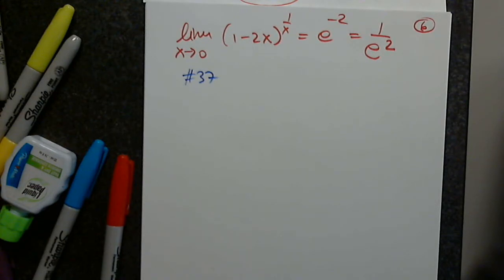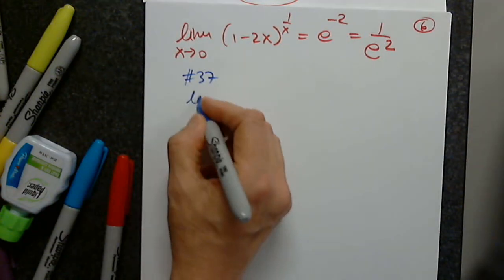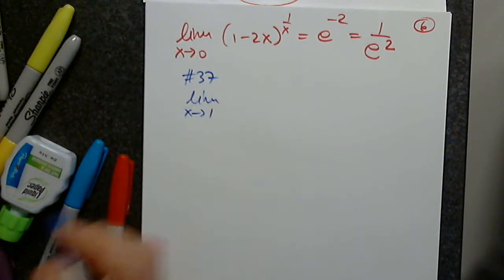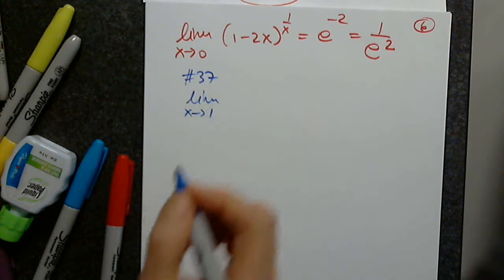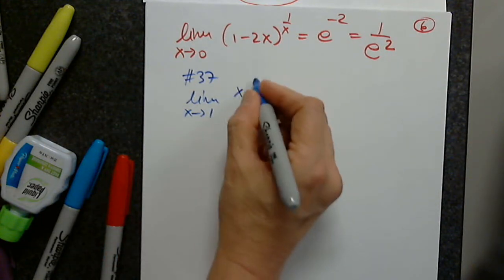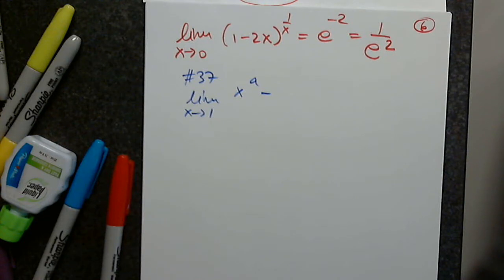37. 37 is not this type, but that's okay. Let's do this one first, and then we'll come back. What are the numbers? The ones with a function raised to a function. We take a break from that, or we come back. It's fine. This is a good choice.